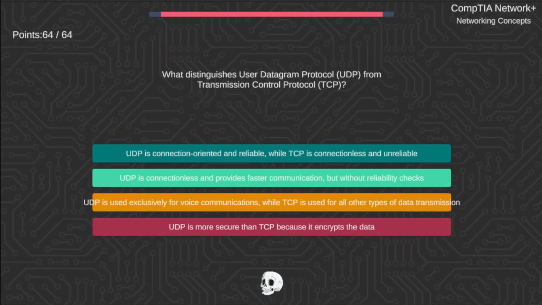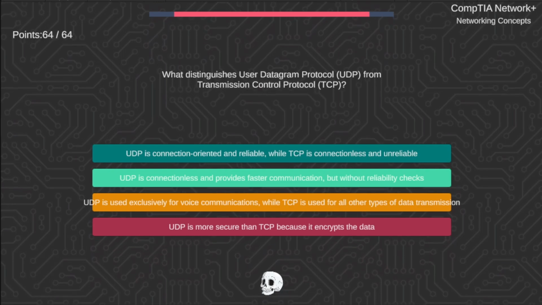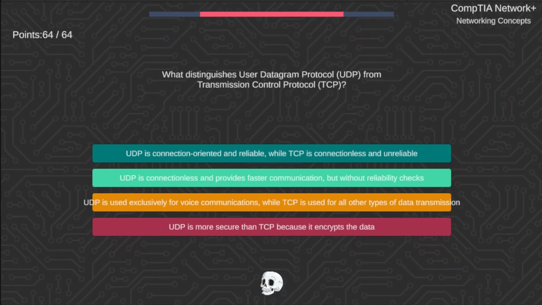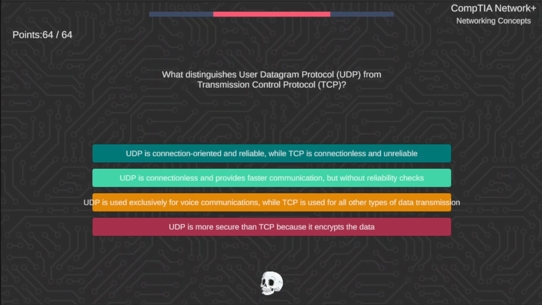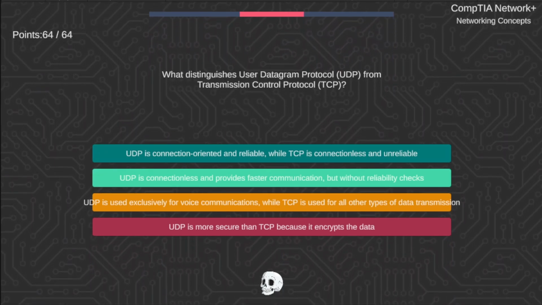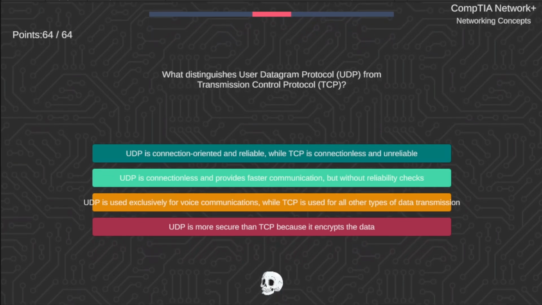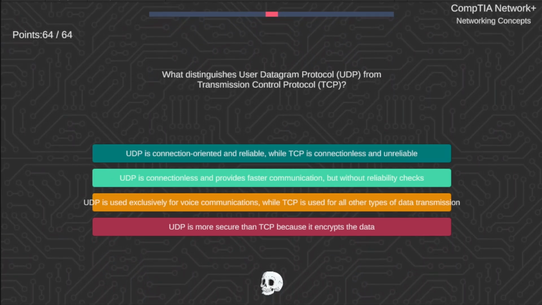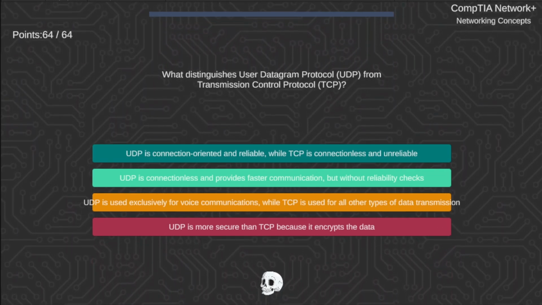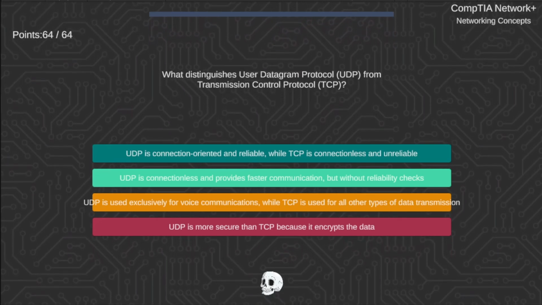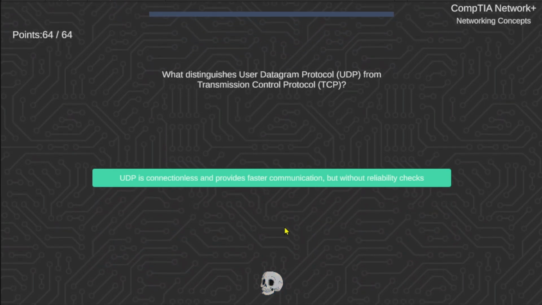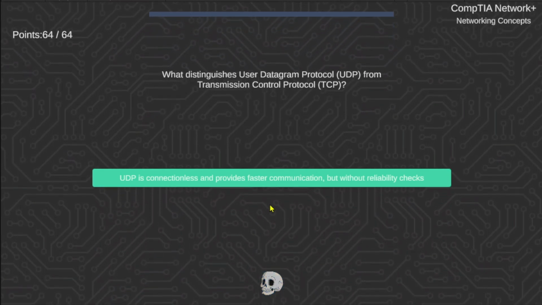What distinguishes User Datagram Protocol, or UDP, from Transmission Control Protocol, or TCP? UDP is connection-oriented and reliable, where TCP is connectionless and unreliable. UDP is connectionless and provides faster communication, but without reliability checks. Or UDP is used exclusively for voice communications, while TCP is used for all other types of data transmission. Or UDP is more secure than TCP because it encrypts the data. The difference between UDP and TCP. Correct answer is UDP is connectionless and provides faster communication, but without reliability checks.